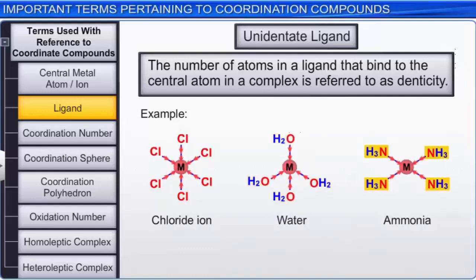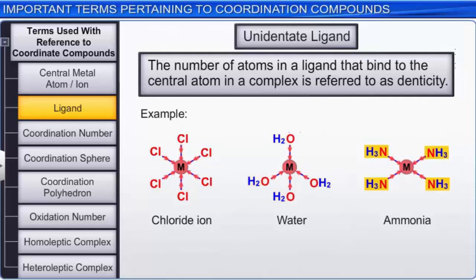Likewise, water. In water, the oxygen contains two pairs of electrons, but only one pair of electrons can be donated to the central metal atom. Ammonia: nitrogen has a lone pair of electrons, and only one pair can be donated to the central metal ion to form a bond. So these are called what? Unidentate ligands. With the help of a diagram you can see the first example, the central metal ion is surrounded by 6 Cl minus ions.